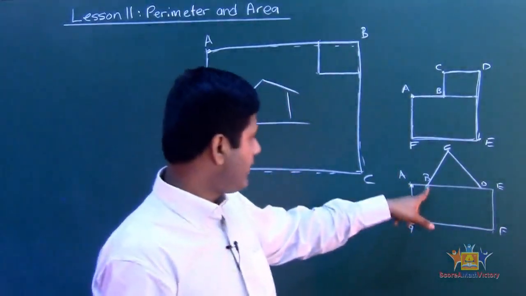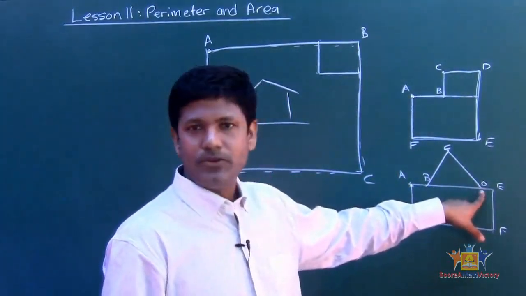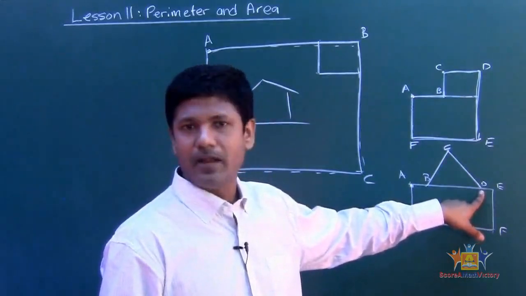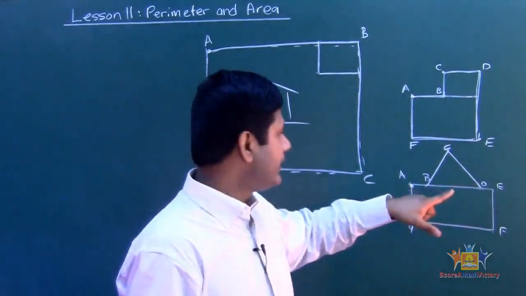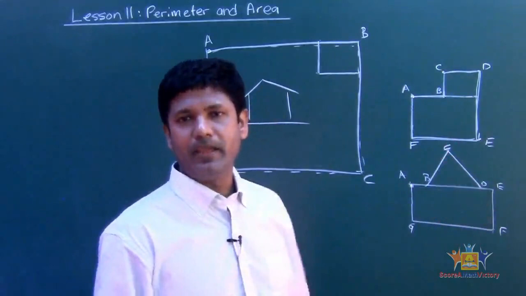And yes, Mr. Mac, how about from B to D? You do not include that. That's not part of the perimeter. Okay, anything inside the figure is not part of the perimeter.